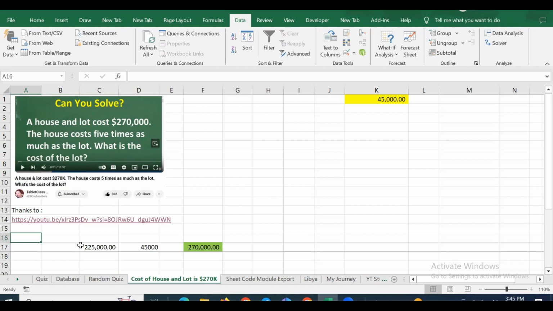The next is you apply the algebraic function, since the question is talking about the cost value of the lot, right? A house and the lot cost, in all, an overall cost of $270,000.